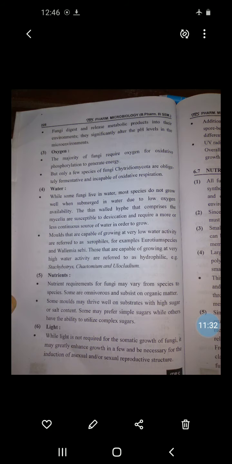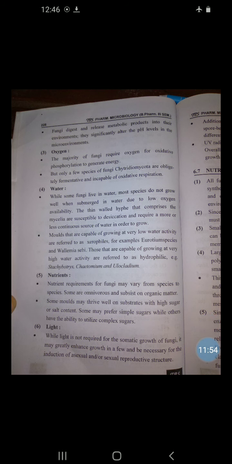Overall, light does not play a major part in the metabolism and growth of fungi. So this is all about the growth requirements of fungi. What are the growth requirements? First temperature, then pH, oxygen, water, nutrients, and light. Next part is the nutrition of fungi.